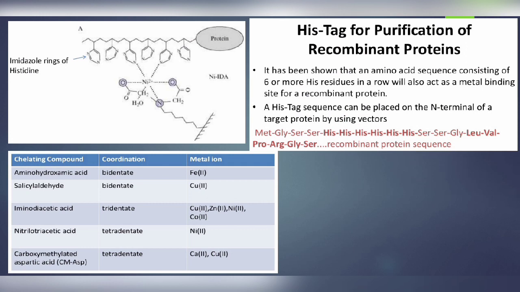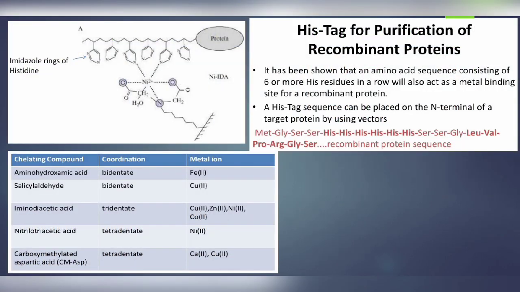These are some of the different types of chelating groups. Like this, I mentioned Ni-NTA affinity chromatography, nitrilotriacetic acid. Some other types of immobilized metal affinity chromatography are mentioned in this table.